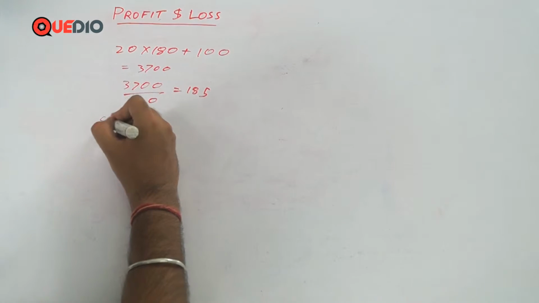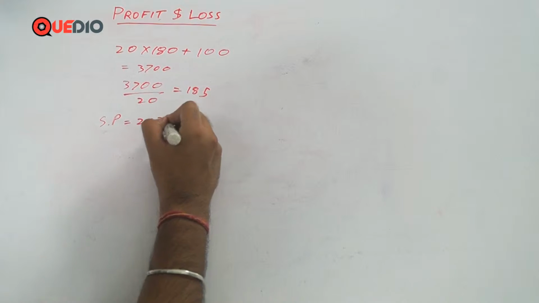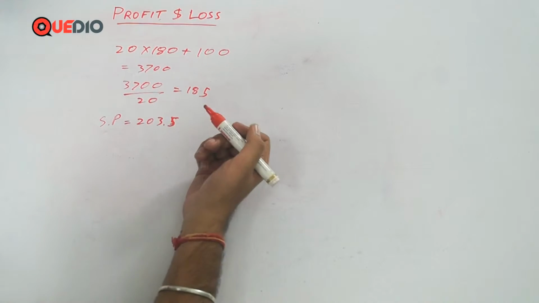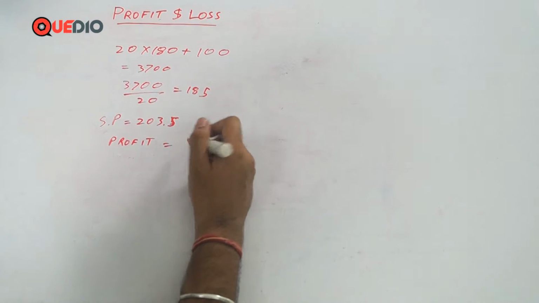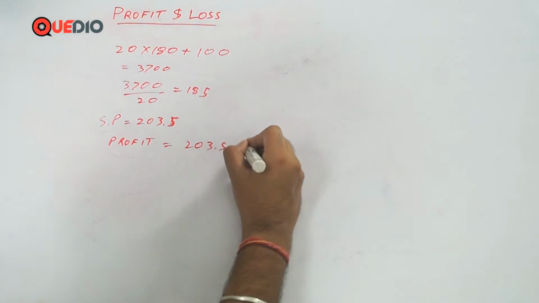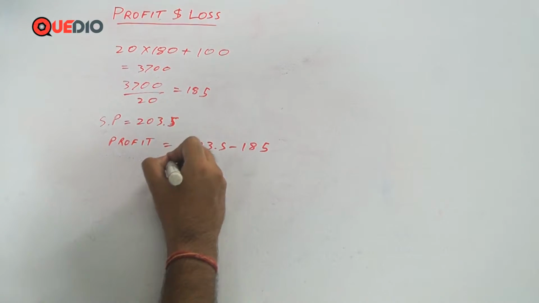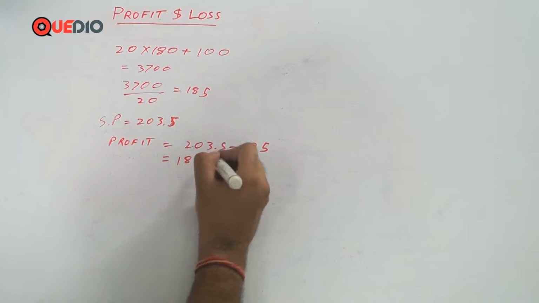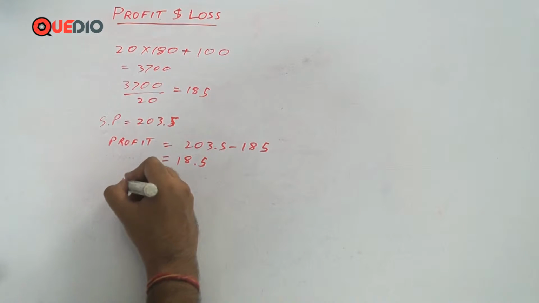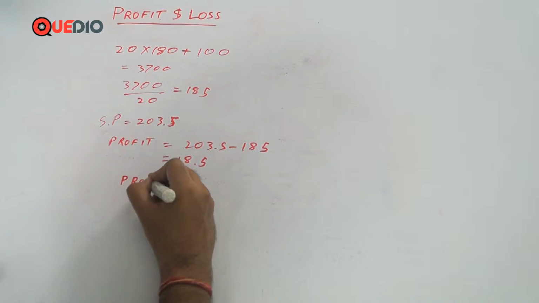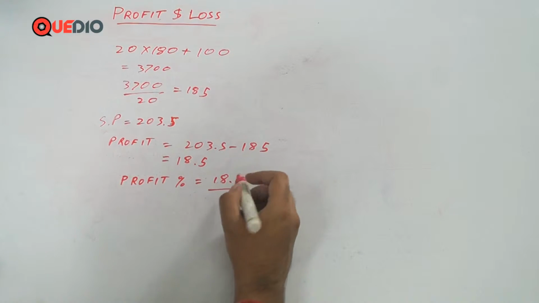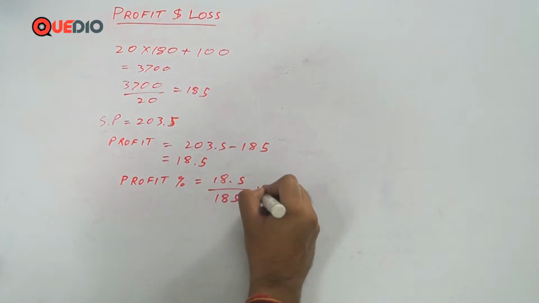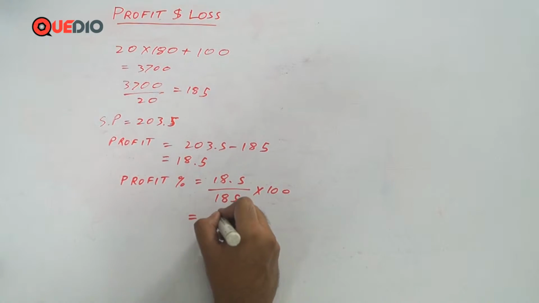But the selling price is 203.5. So profit comes out to be 203.5 minus 185, that's 18.5. So profit percent is 18.5 by 185 into 100, that comes out to 10%. So it was a simple question.